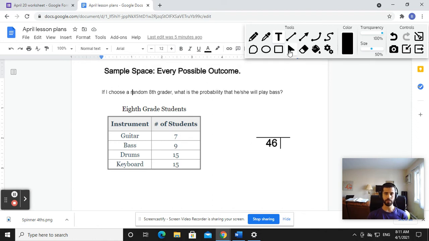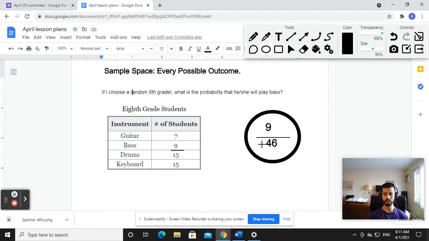And now the outcome that we are asking about, the specific outcome or result or end product or thing that happens, is what goes on top. So the probability that he or she will play bass. There are 9 different outcomes, 9 different students I could end up choosing that would play bass. So the end answer, 9 over 46, because 9 out of the 46 students play bass.